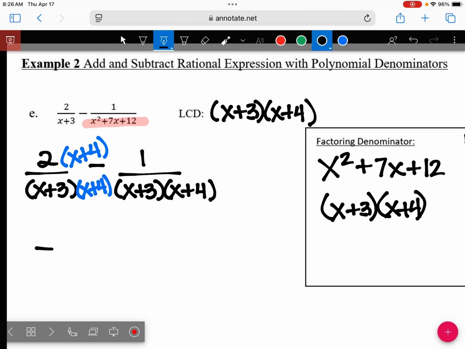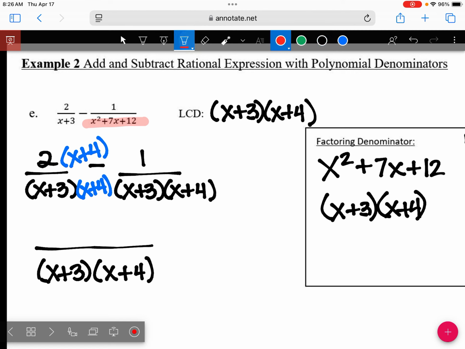So I'm going to make my fraction, put my x plus 3, x plus 4 in the bottom. And now we're going to highlight. I'm going to highlight going straight across and put everything that I see upstairs on my new numerator. So I'm going to start off with this 2. So let's put that in the top.